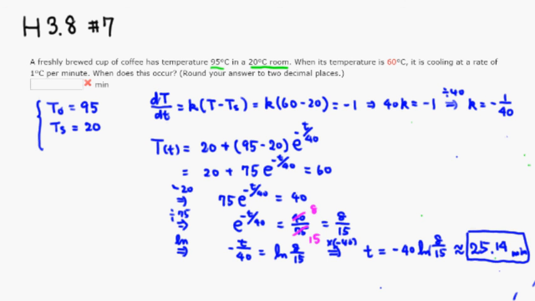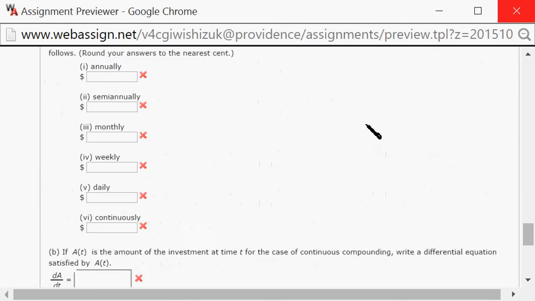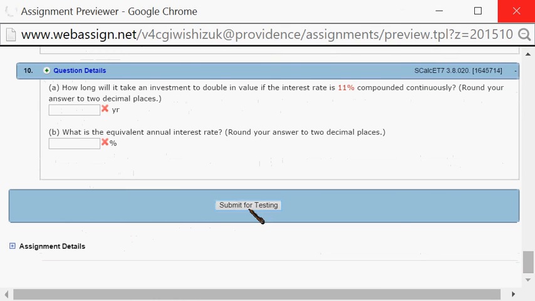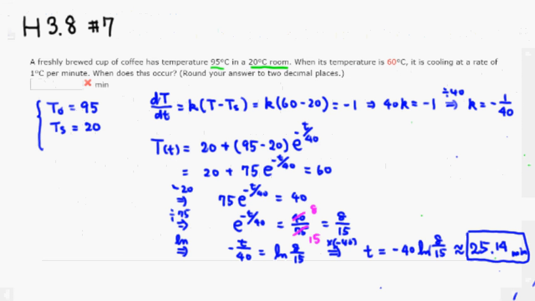Let's type this in. Go to here. We got 25.14. Let's check the answer. Submit for testing. It came back and looks like we got this one correctly. That's it. I hope that this was clear.